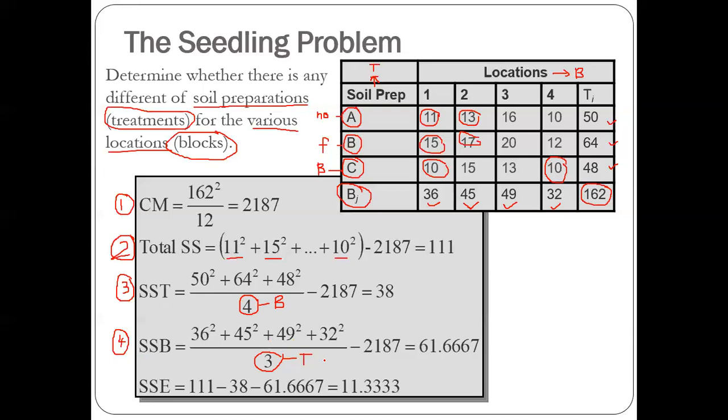All right, and then after you get the mean average for all the blocks, and then minus the value of CM, you will get 61.6667. Now in the fifth step, you must also get the value of SSE, that is sum of square of error. So how to get SSE? The value of total SS minus the value of SST and minus the value of SSB. So you will get the answer for SSE, which is 11.3333.